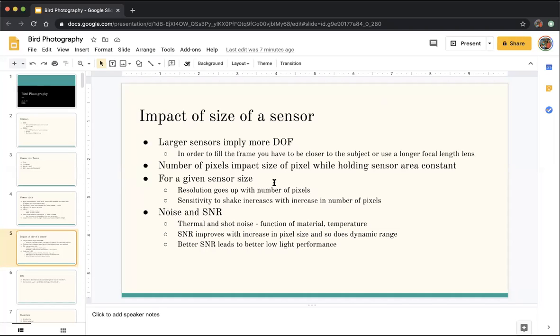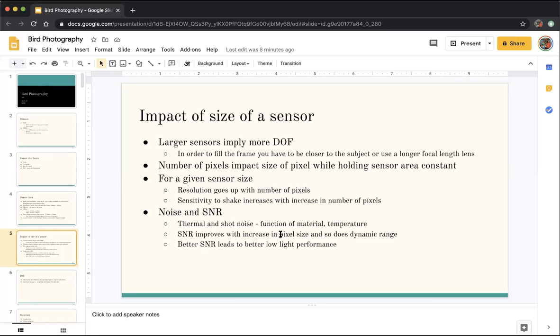The other thing is that Raminder, in your second last bullet, signal to noise ratio improves with increase in pixel size. You mean pixel size or number of pixels? Pixel size. So the smaller the number of megapixels, the larger the pixel size. Correct.